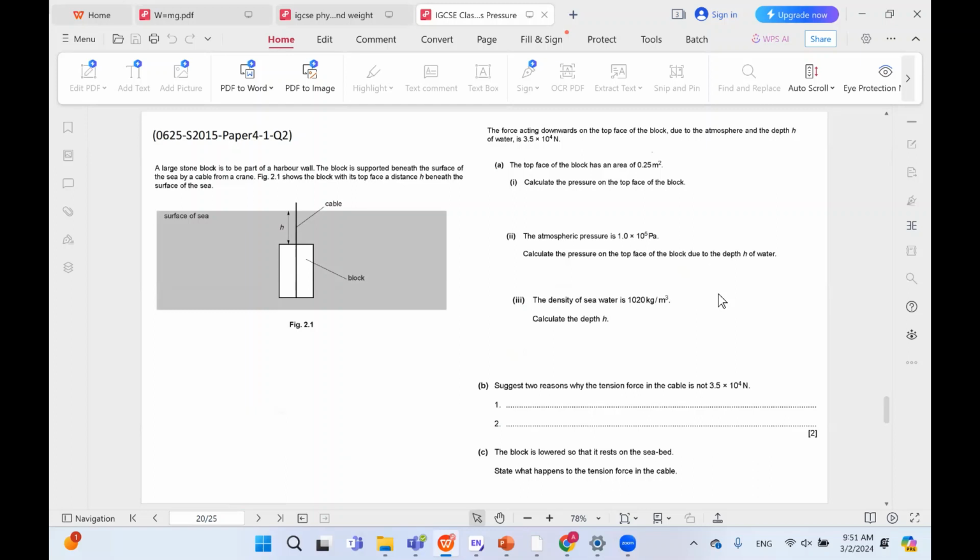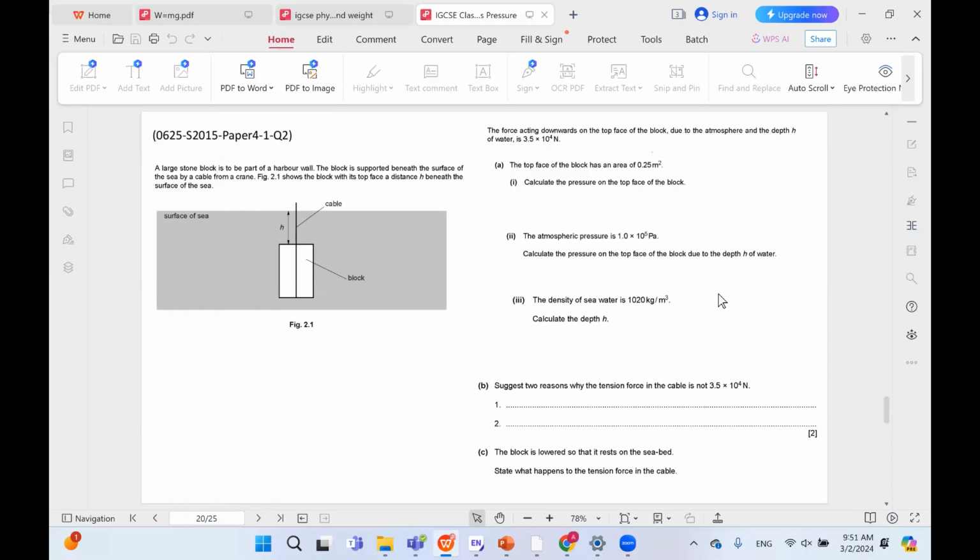A large stone block is to be part of a harbor wall. The block is supported beneath the surface of the sea by a cable from a crane. Figure 2.1 shows the block with its top face a distance h beneath the surface of the sea. The force acting downwards on the top face of the block due to the atmosphere and the depth h of water is 3.5 times 10 to the power of 4. The top face has an area of 0.25.